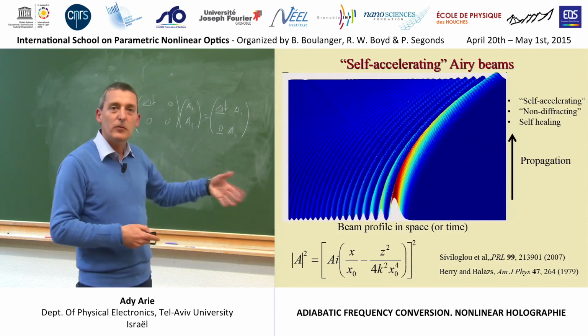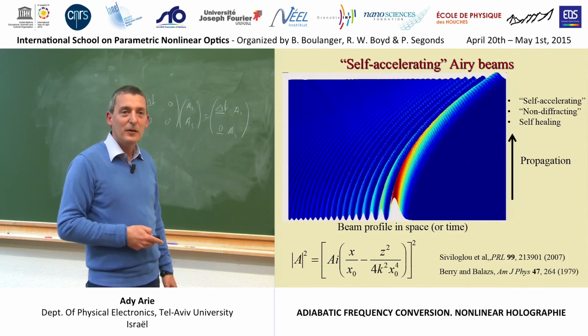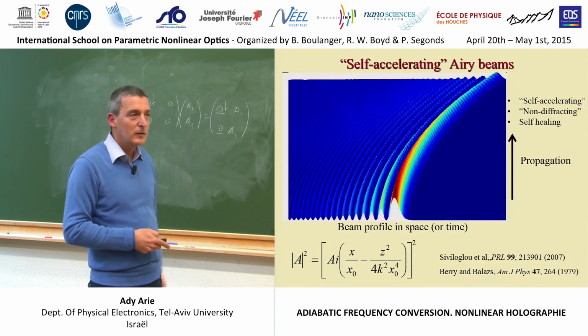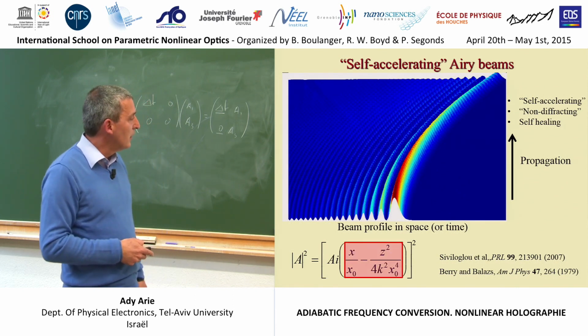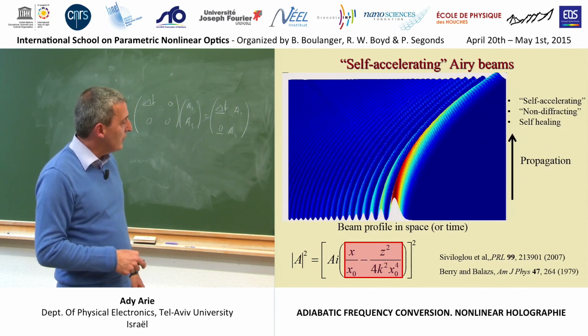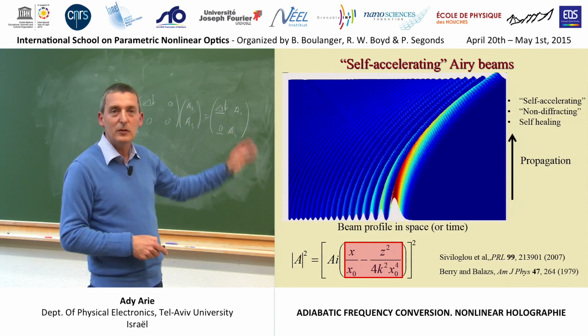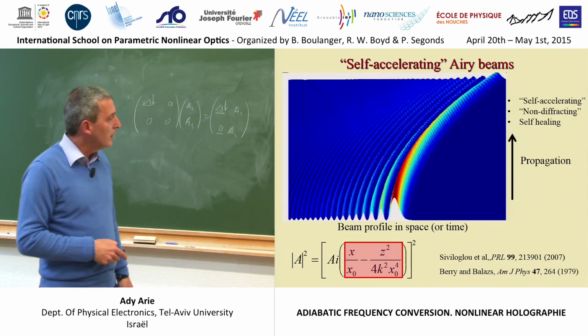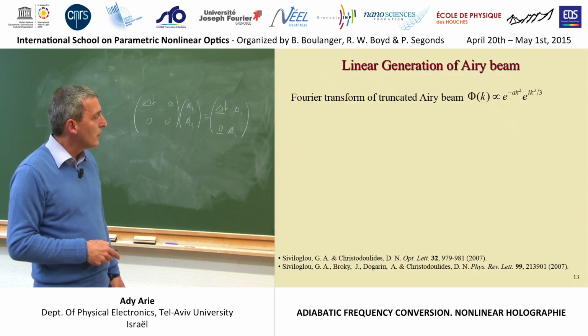It can recover from... if you block it, it can recover, and so on. So it has very nice features. This is the way the amplitude is described. So Ai is the Airy function, and you can see this x minus z squared. This is the acceleration. Okay, this is the amplitude as it propagates in free space.